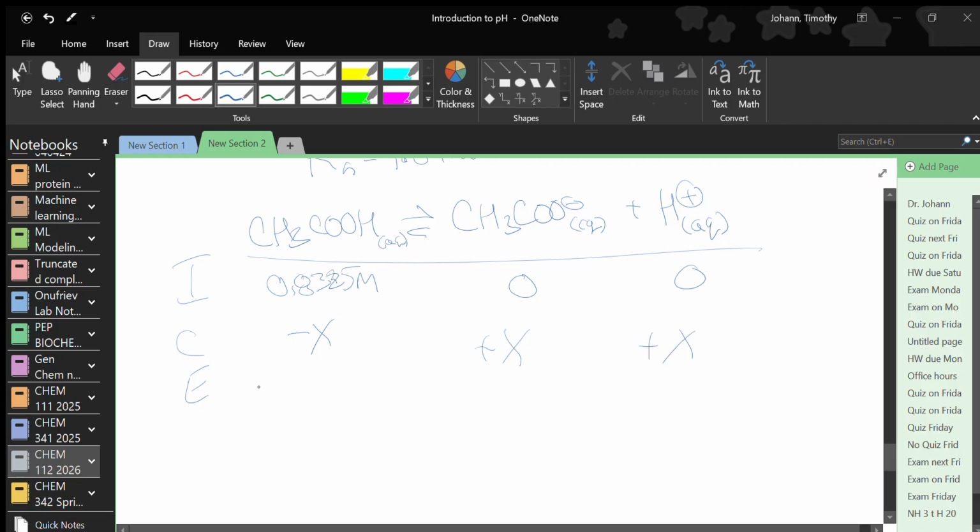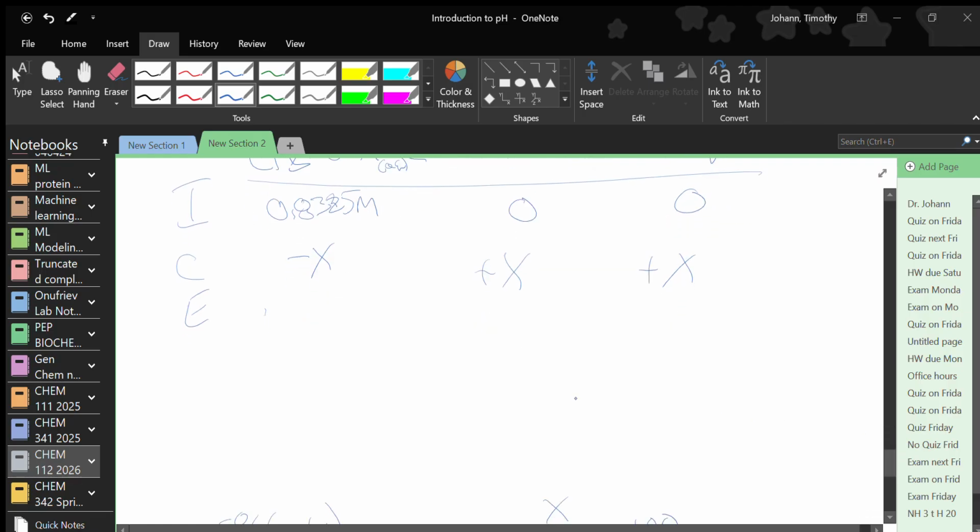And then, down here, go ahead and set up what the final equilibrium concentrations are. And I'm going to remind you that our Ka is equal to 1.8 times 10 to the negative 5th. Okay. So go ahead and set that up.